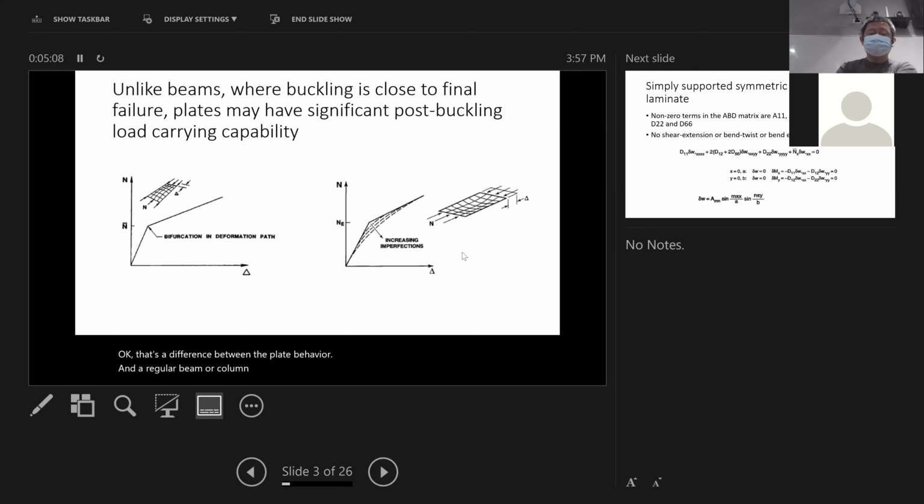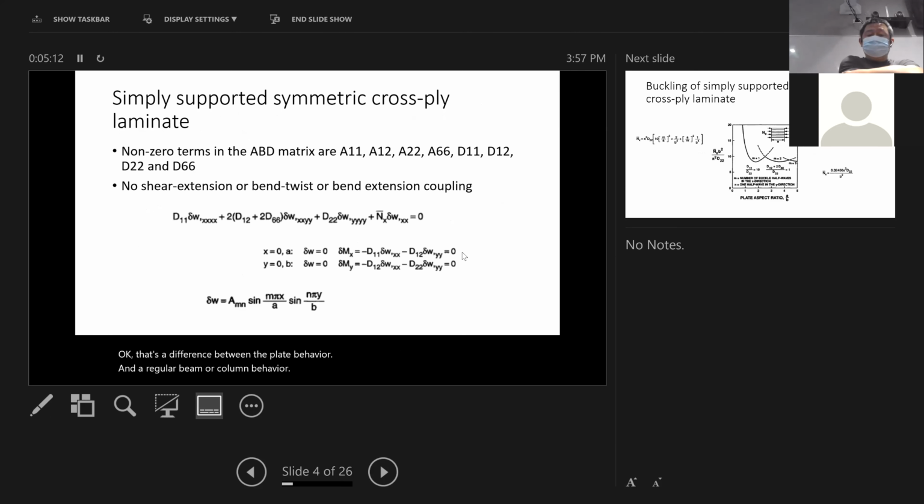All right. The buckling is like a bending problem. It's not an eigenvalue problem. It involves a fourth order differential equation. The mathematical theory about it is given here.